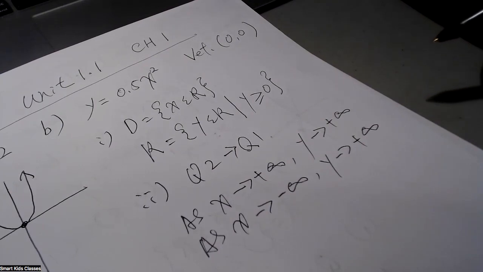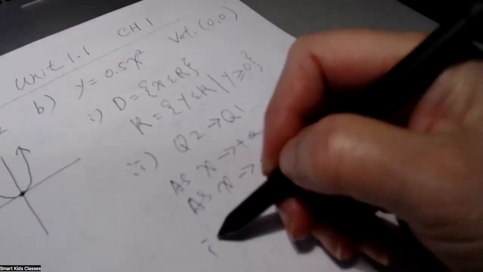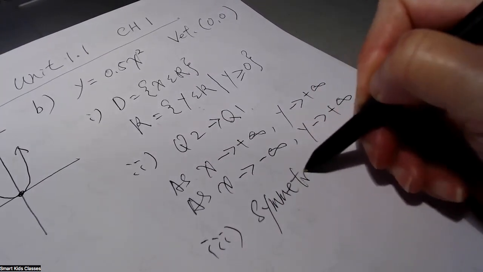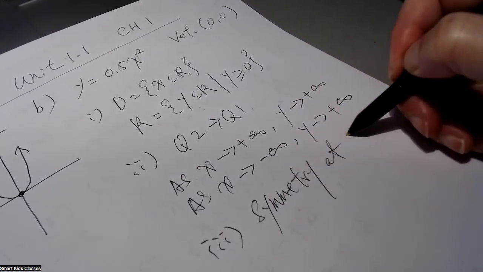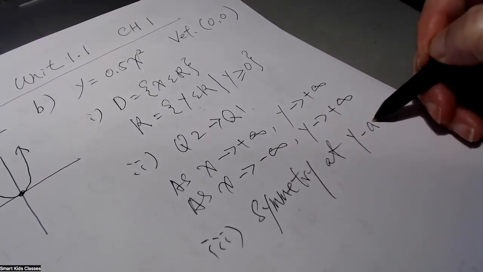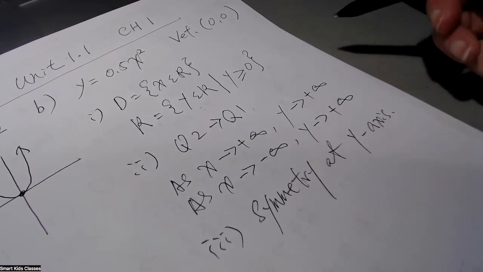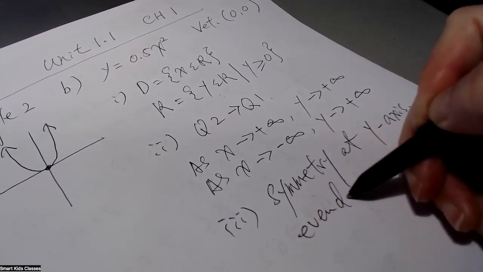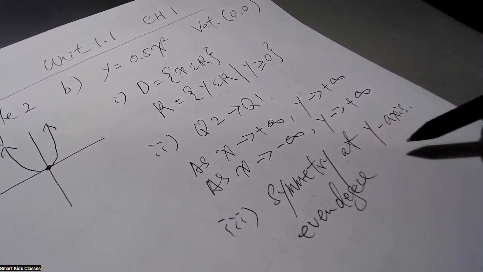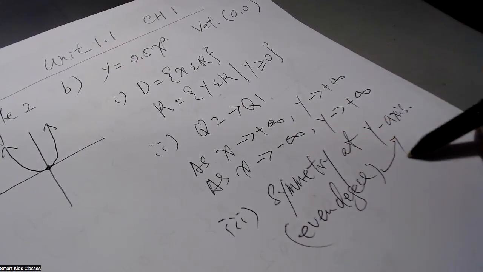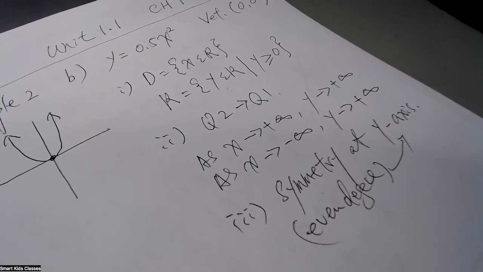And you're going to write what kind of symmetry. So you're going to write symmetry at the y-intercept, the y-axis. So it's an even degree. Even degree always has symmetry in the y-axis. So now we're done.